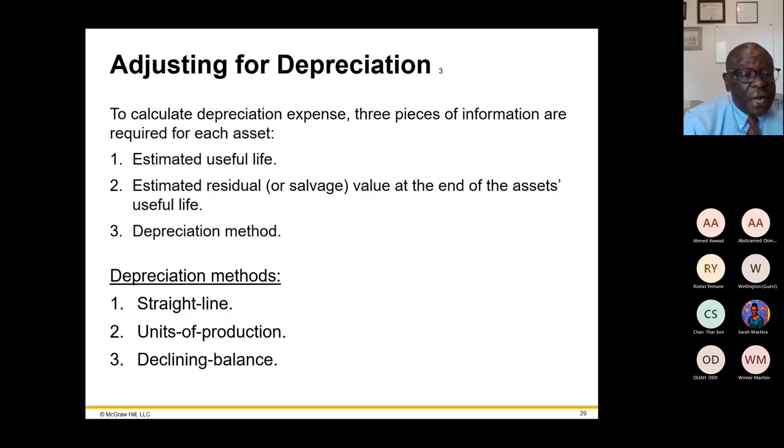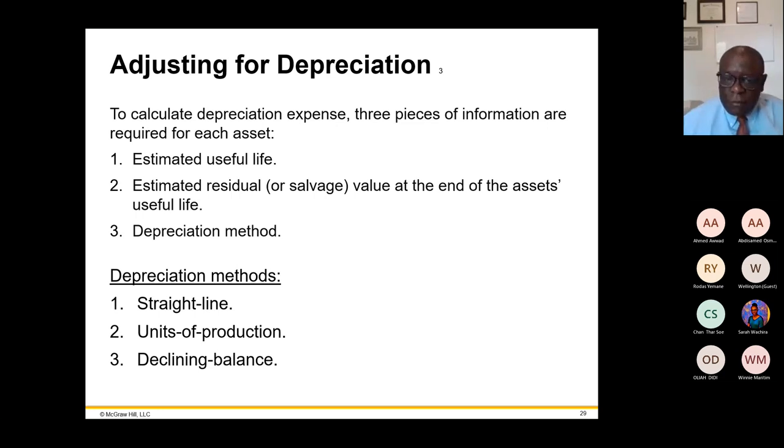Okay, you look at this depreciation method. To calculate depreciation expense, there are three pieces of information that are required. You must know the estimated useful life. Useful life is the productive life, the period in which that equipment will last. For example, if the equipment is going to last for 10 years, the useful life of the equipment will be 10 years. So you must know that useful life to start with.